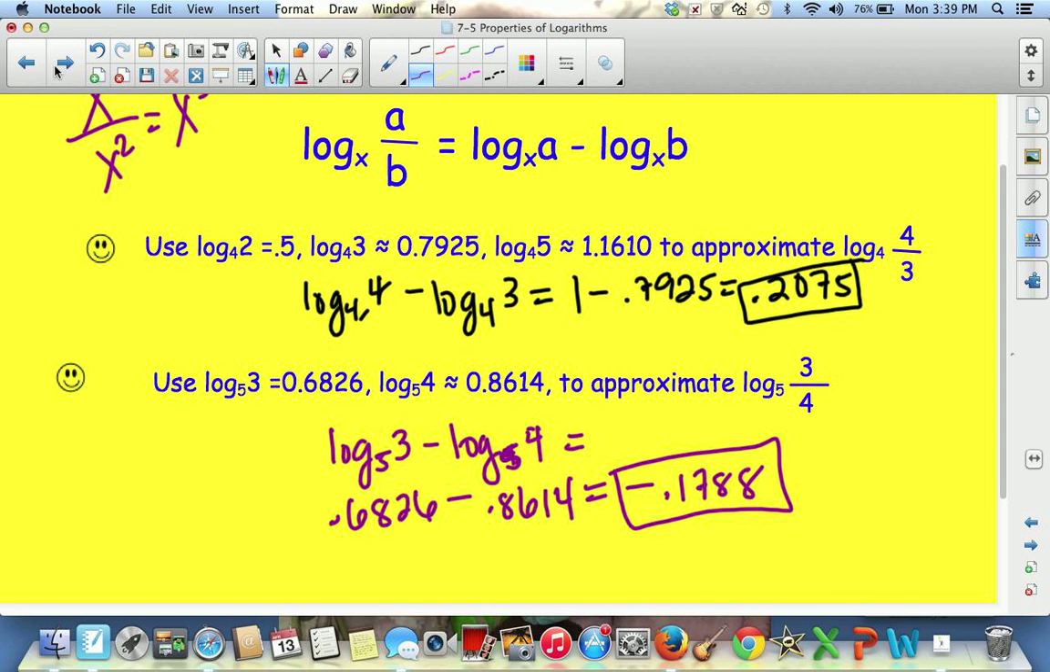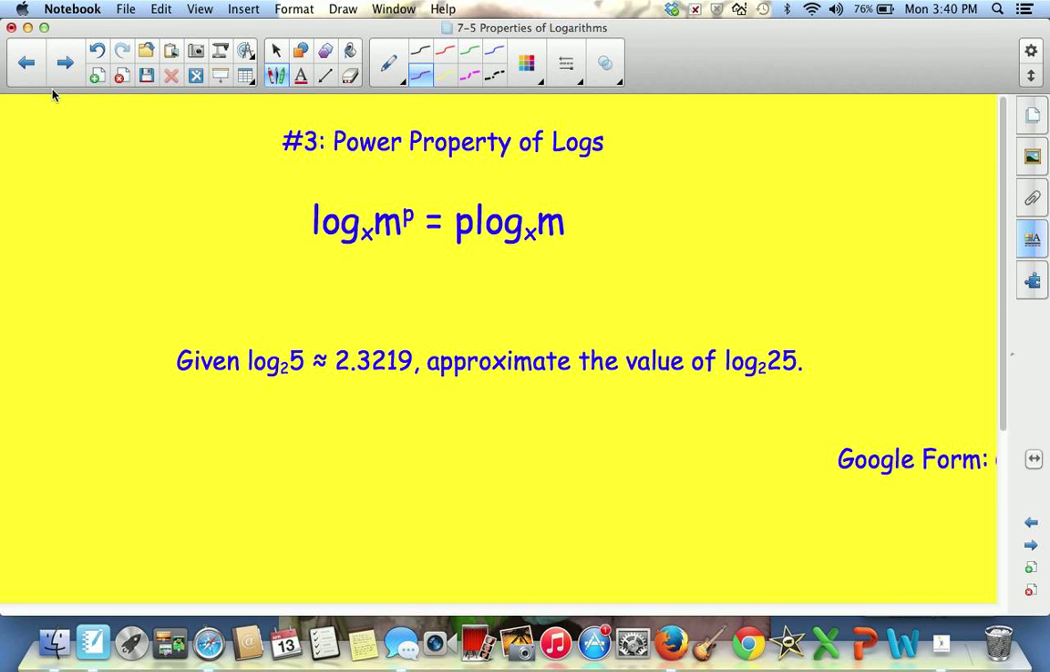One last property for you. The power property. And so remember with exponents, if you had a power to a power, then we multiply them. So it'll be 2 to the 6th power. Same thing here. You have a logarithm with a power, that power is going to come out in front. You're going to multiply that.